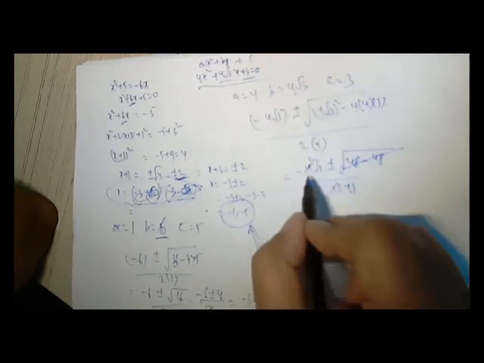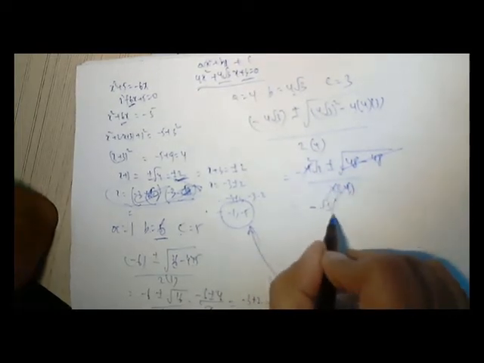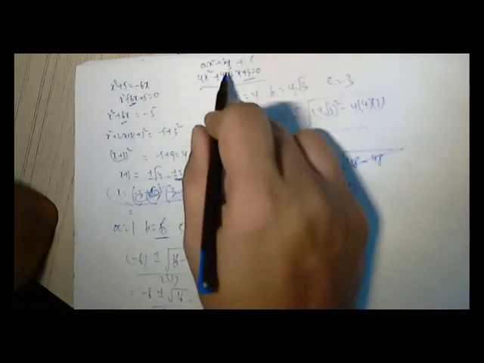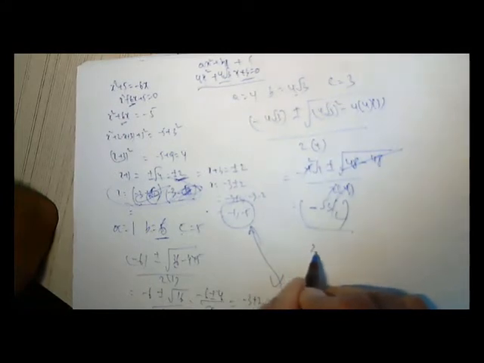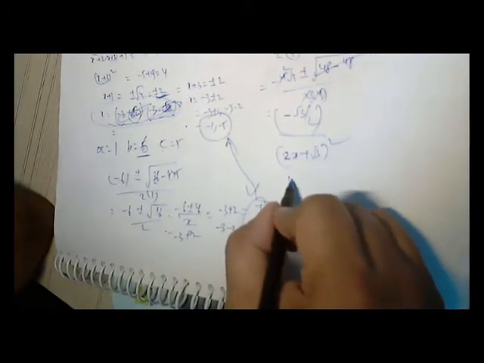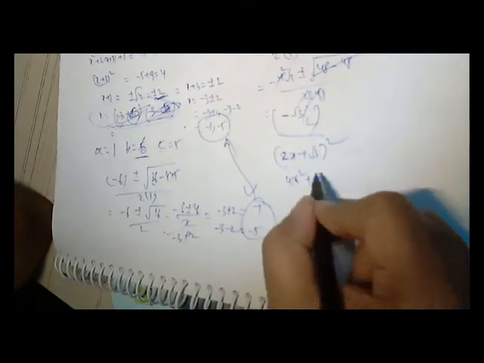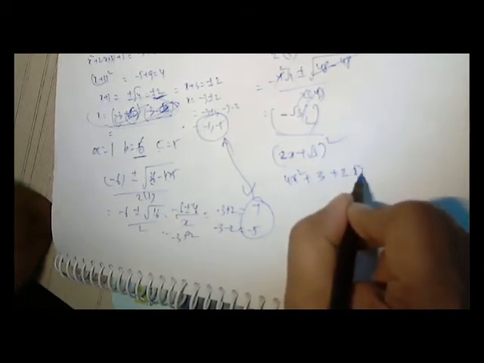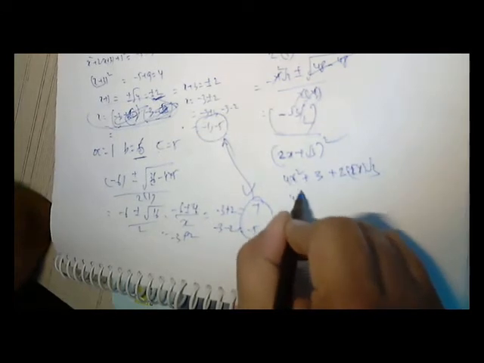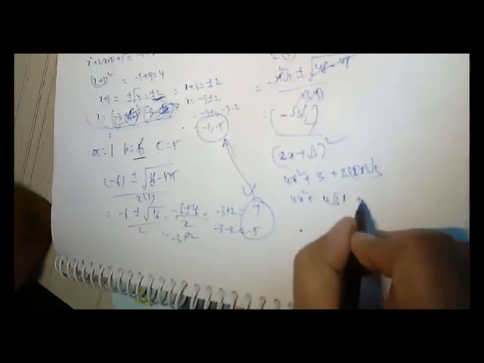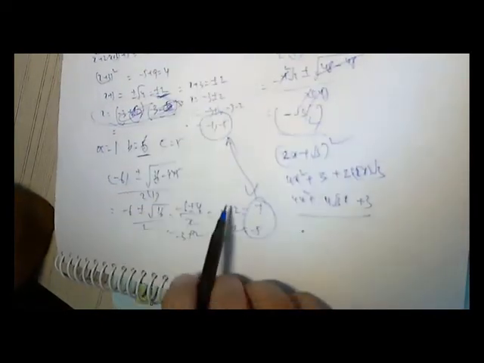2 into 4, 4 gets cancelled, minus root 3 by 2. So this is the answer. That means this equation is nothing but (2x plus root 3) whole square. 4x square plus 4 root 3x plus 3 equals a square plus b square plus 2 into 2x into root 3. So this is a plus b whole square.